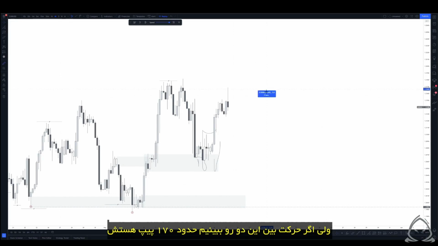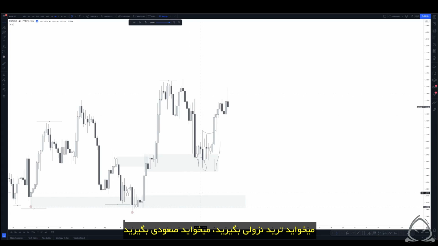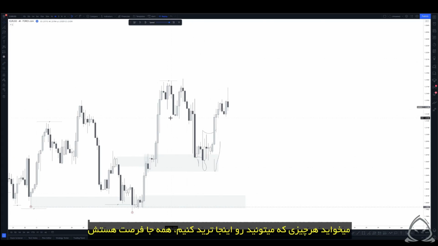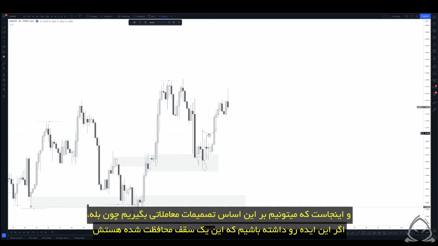But if we look at the move between that, it's about 170 pips. You want to trade down, you want to trade up, you want to trade anything and everything that you can in here. There's opportunity everywhere. So why would we wait for certain things? And this is why we can then start to make reasonable trading decisions based on that.